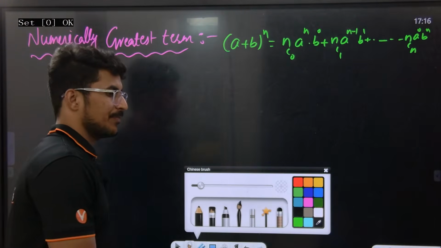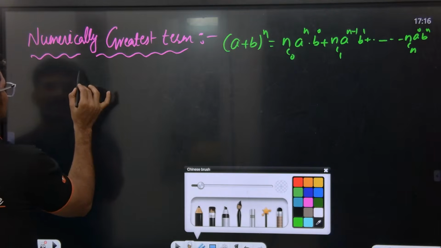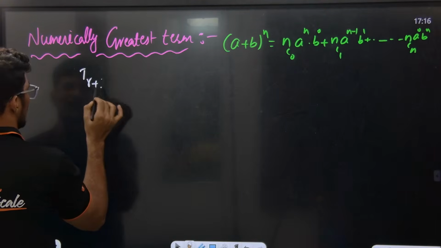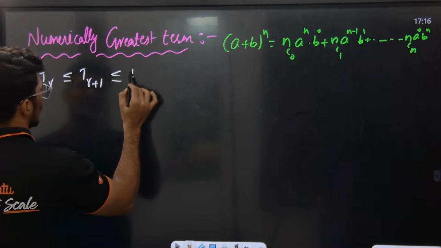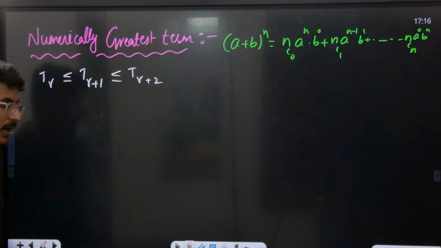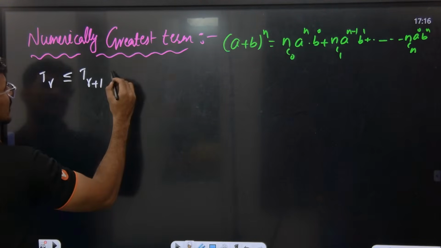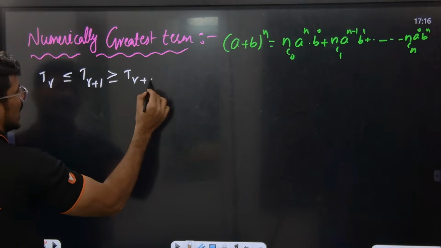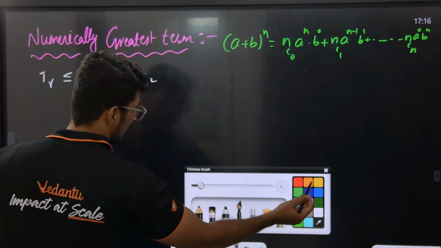Okay, yes sir. So for the method, we know that the general term T(r+1) will be greater than or equal to the rth term, and it will be lesser than or equal to the (r+2)th term. If you solve this inequality, you will definitely get one direct formula. I'll tell you the direct formula. What is that formula basically?